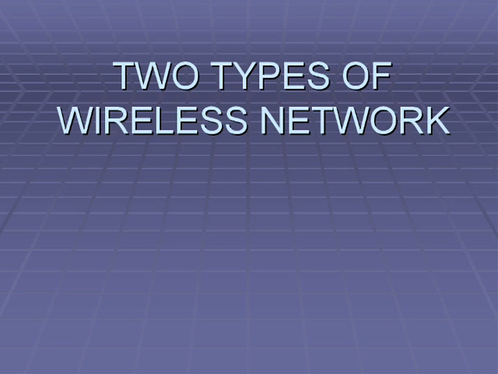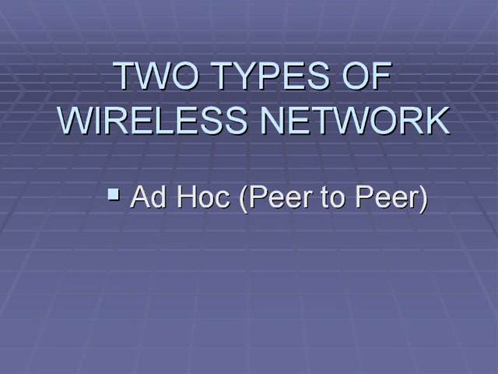In this chapter, we'll talk about the two types of wireless network. The two types are the ad hoc or peer-to-peer, and the second one is the infrastructure. This chapter contains two parts. In the first part, we'll give a brief description about the ad hoc and infrastructure wireless network. In the second part, we will show you how to configure an infrastructure wireless network.